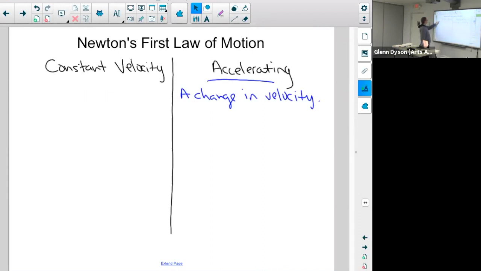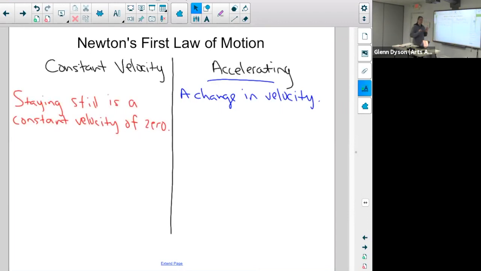Now, we talked about how moving at a constant velocity can mean staying still, because staying still is a constant velocity of 0, okay? So it seems like a bit of a weird thing to say. You look at that person over there, they're standing still and they say, are they moving at a constant velocity? You think, no, they're not moving at all. Well, but that's in physics, that's moving at a constant velocity of 0.